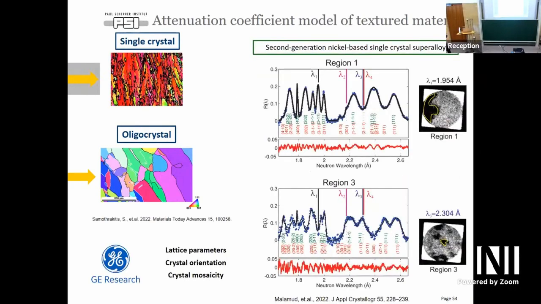The new model, we used it to characterize an ingot crystal of nickel-based superalloy. With this model, we can see how the different parts of the crystal have different orientations. Since transmission is a spatially resolved technique, we can highlight different regions and analyze how they change. You can clearly see that in this region the peaks are in completely different positions than here. So this is a really important thing to understand or to highlight.